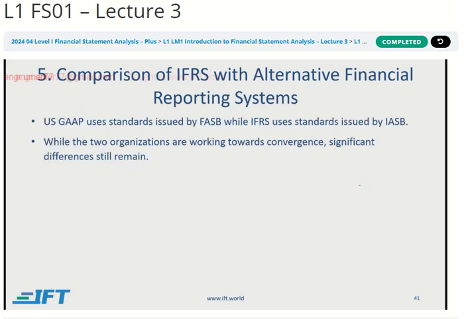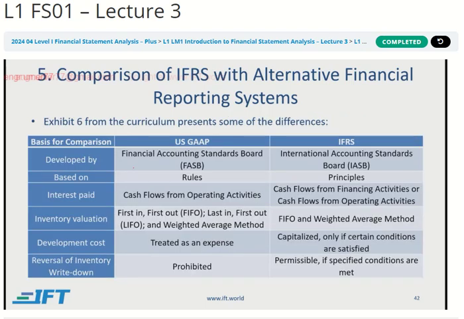Now, the FASB, which is your Financial Accounting Standards Board, which issues US GAAP standards, and the International Accounting Standards Board, which issues the IFRS, are working towards convergence. But nevertheless, even now, there are significant differences between these two. And this Exhibit 6 from your curriculum presents some of these differences. GAAP being rules based, whereas IFRS being principle based.